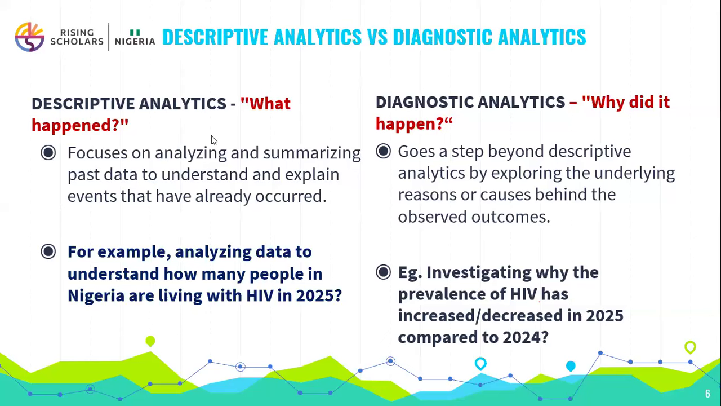Descriptive statistics focuses on summarizing past data to understand and explain events that have already occurred. An example of descriptive statistics is analyzing data to understand how many people in Nigeria are living with HIV in 2025. So it could be analyzing data to understand anything, maybe understanding the impact of climate change, or understanding the literacy rates in Nigeria or in Lagos or wherever.